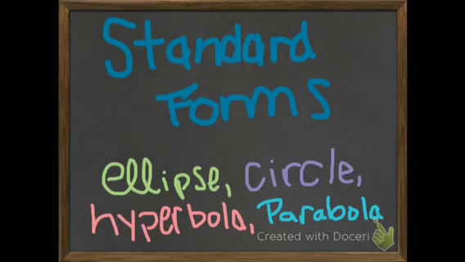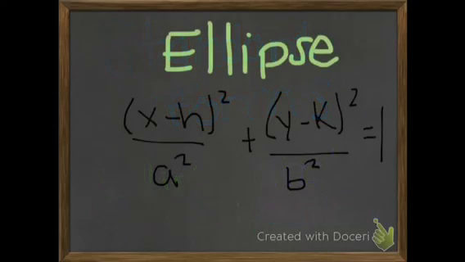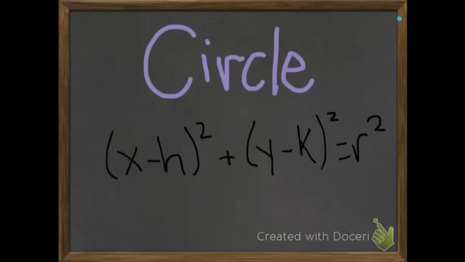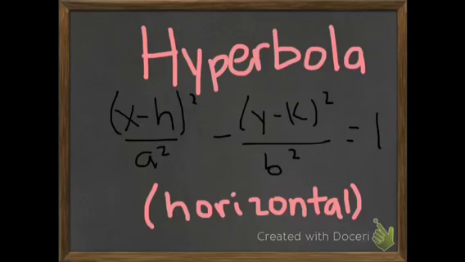The standard forms for conics are what we're going to go over next, and the equations we're going to go over are the ellipse equation, the circle equation, the hyperbola equation, and the parabola equation. The ellipse equation is (x minus h) squared over a squared plus (y minus k) squared over b squared is equal to 1. The circle equation is (x minus h) squared plus (y minus k) squared is equal to r squared, which is the same as radius squared.